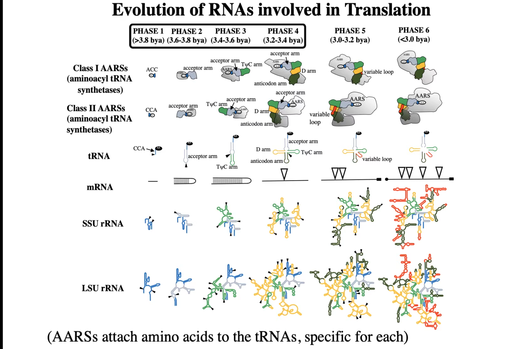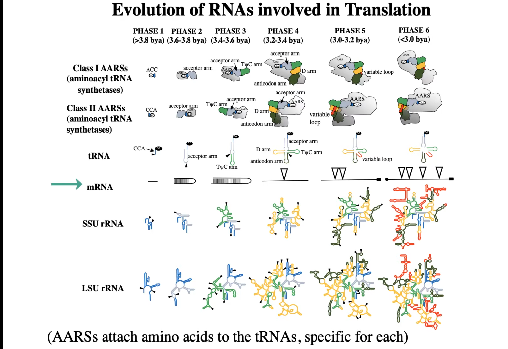So we've pretty much traversed a span from about 4.2 billion years to about 3.2 billion years. Then these variable loops are added on, and that increases the complexity and the number of different tRNAs. And finally, the tRNAs then become, each of the arms becomes removable, and you can replace arms back and forth, which also increased the diversity of those tRNAs.